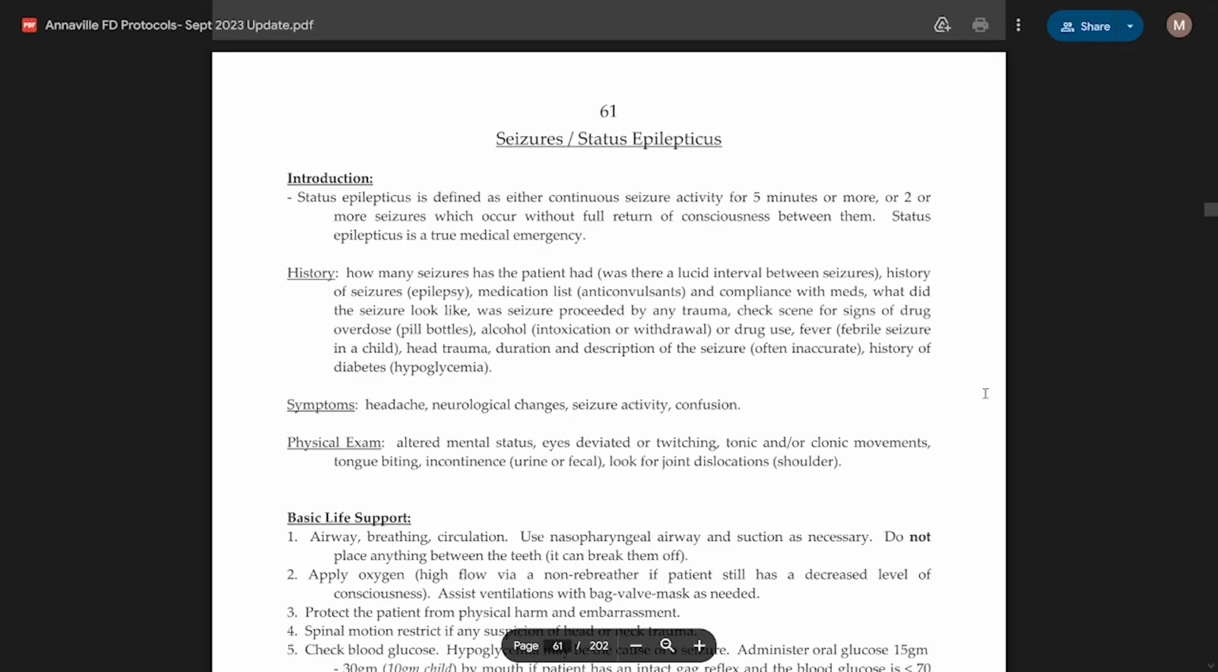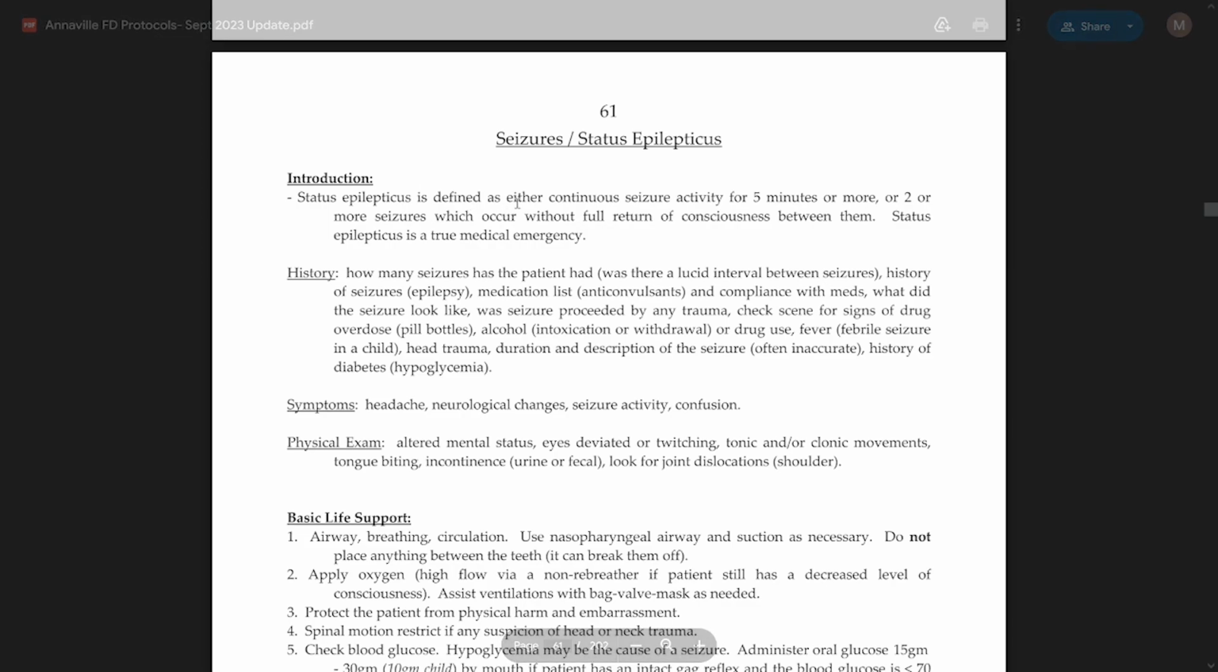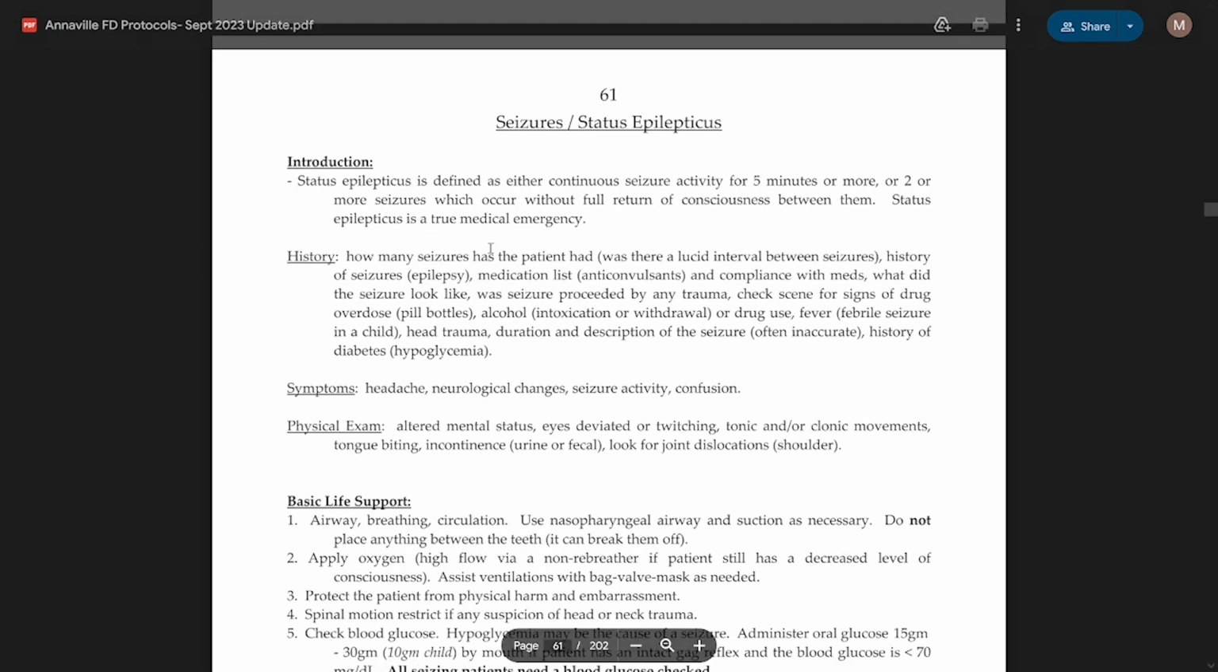Next, we have seizures or status epilepticus. Status epilepticus is defined as either continuous seizure activity for 5 minutes or more, or 2 or more seizures that occur without full return of consciousness between them. Status epilepticus is a true medical emergency.